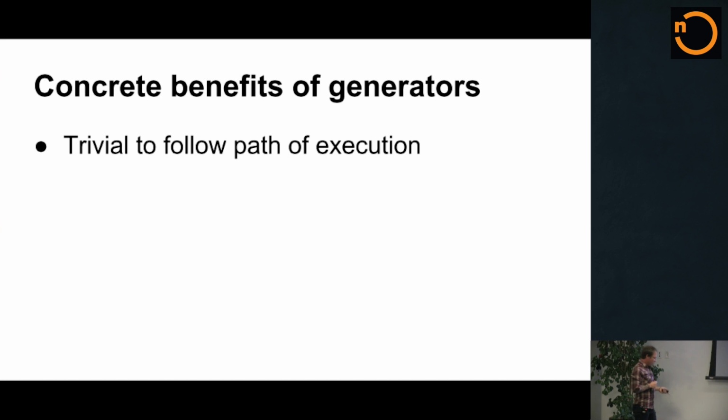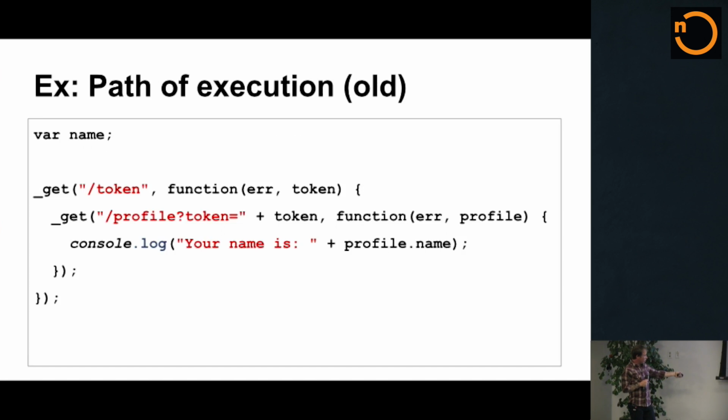I talked about how using asynchronous callbacks is kind of a pain in the butt, especially for a new developer to follow the path of execution through code that relies heavily on asynchronous callbacks. This is what I showed before with a slight modification. We're still doing our request to get token, we're still doing our request to get profile. We're doing these things in series, and then we output to the console, your name is Billy Bob or whatever.